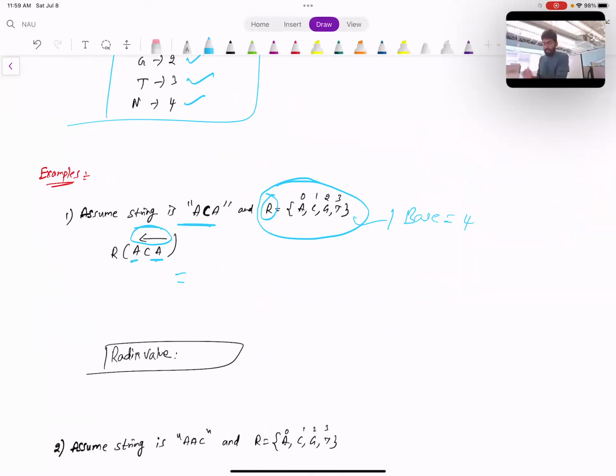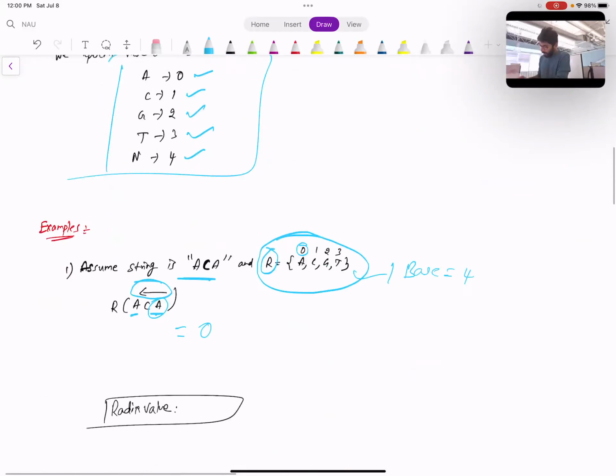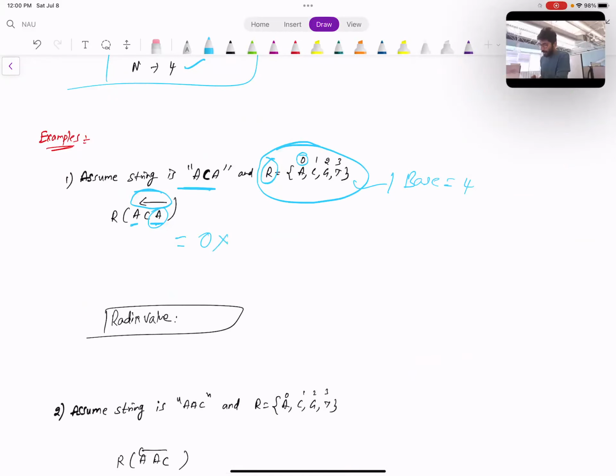Now we know from where we have to start. Pick this first character A. Fine, I know that this is the character A. So when you pick A, pick the base value of it. What is the base value of A? It's 0. So take that 0. This is what P_i means. P_i is the ith character of the text in base notation. Fine. Into, what is the base here? 4. What does 4 signify? You have 4 characters, correct? 4 power 0. This is what you remember. Remember that your power starts from 0 and it keeps on increasing.